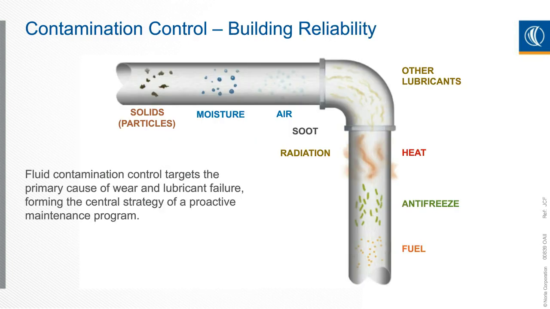Now let's talk about the second category of oil analysis. That's contamination, looking at how to control that contamination. Contamination is not just solid particles like ambient dust in the air and so forth, but also moisture that might be present in the oil, any excess air aerated into the oil, the wrong lubricant, soot, radiation, even heat. Anything that's not supposed to be there is considered a contaminant. We try to control contamination because it is the primary cause of wear and lubricant failure. This is how you build a proactive maintenance program.